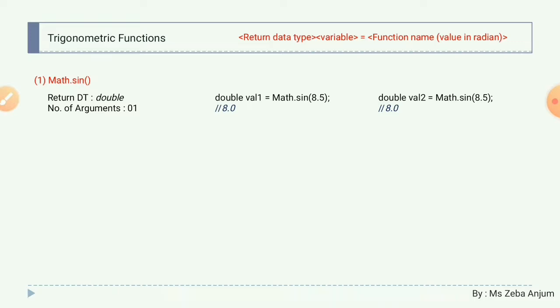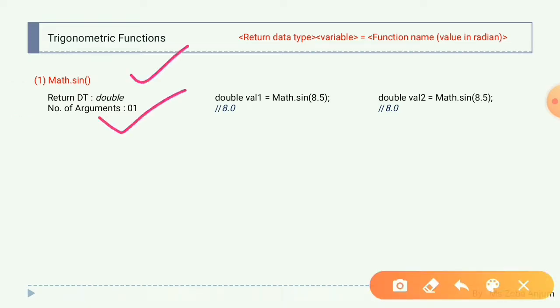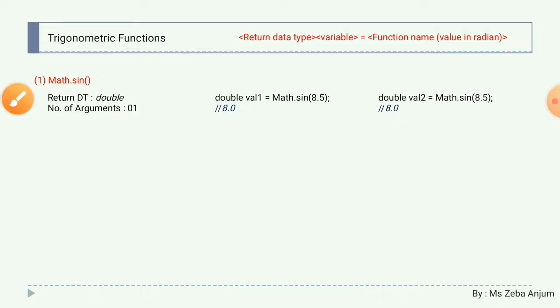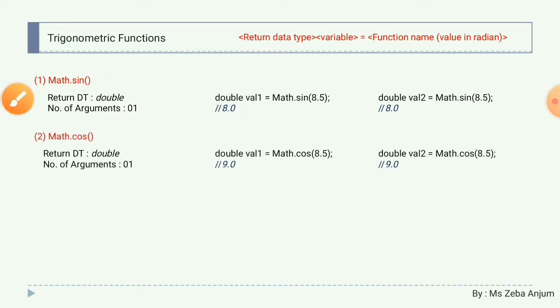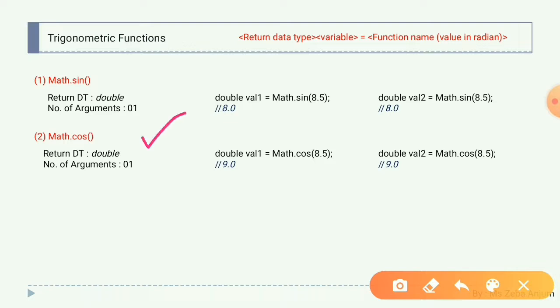Now see, the first trigonometric function is your Math.sin. As the name suggests, it is going to give you the appropriate sine value. Return data type is double, number of argument also 1. Now see the example, it is going to give you what? The sine value of 8.5, that is your 8.0. In the second example, okay, the second example is same, you just see the first example.